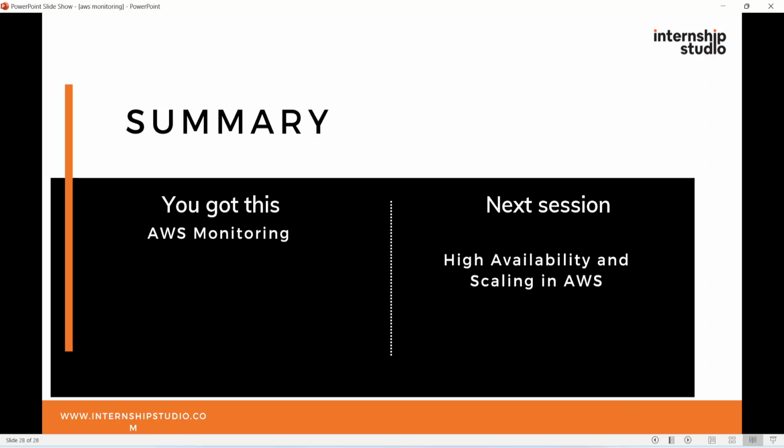In summary, we discussed AWS monitoring and saw a simple hands-on lab about how to create a dashboard and what metrics we can configure accordingly. We also saw different types of services like X-Ray, EventBridge, AWS Logs, and CloudWatch. In the next session, we'll be seeing high availability and scaling systems in AWS, and what types of scaling and availability features it has.